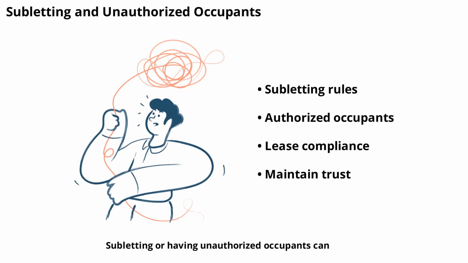Subletting, or having unauthorized occupants, can violate lease terms and lead to disputes. The lease should clearly state the rules about subletting and who is allowed to live in the property. Both tenants and landlords should follow these rules to maintain trust and avoid legal issues.